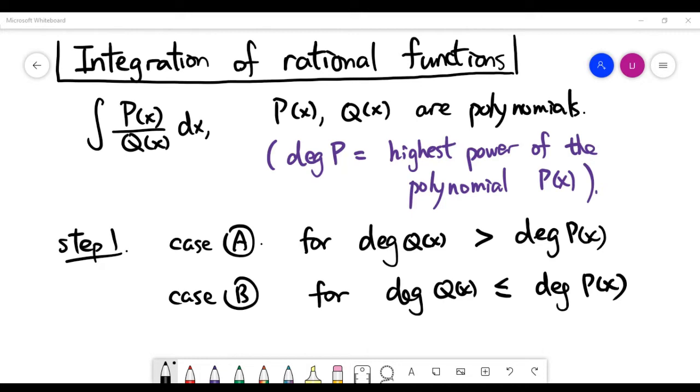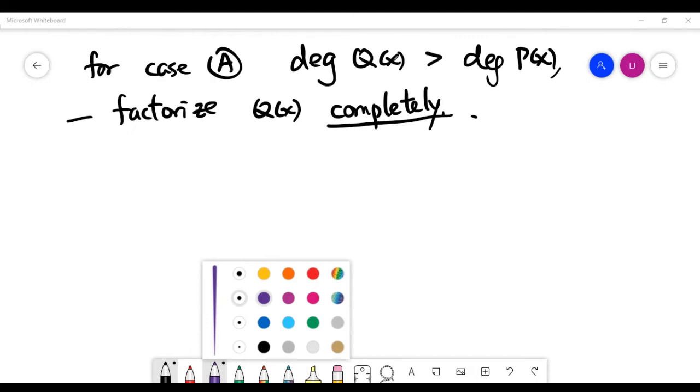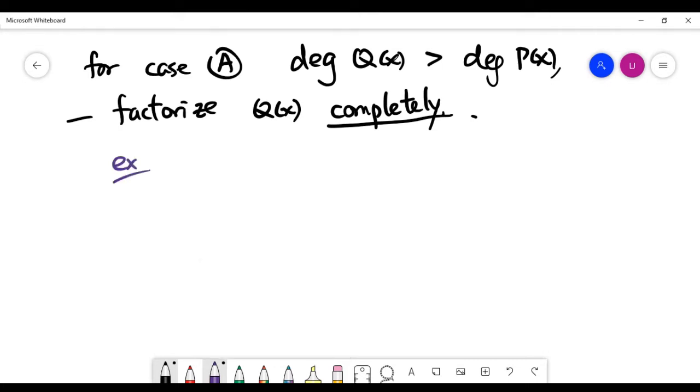We need to split it into a few cases, but before that, let me state it here. For case A, where the denominator Q has a higher degree than the top, you have to factorize the denominator completely. For example, if I give you a polynomial in the denominator, x squared minus 9, I believe you're able to factorize it because there are two roots, 3 and minus 3. So the factorization is x minus 3 times x plus 3, right?